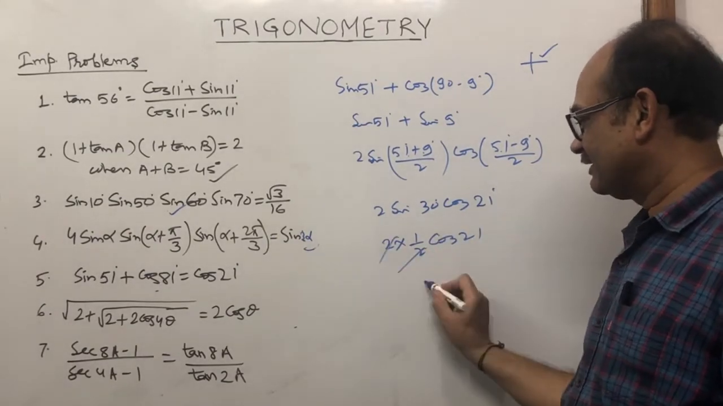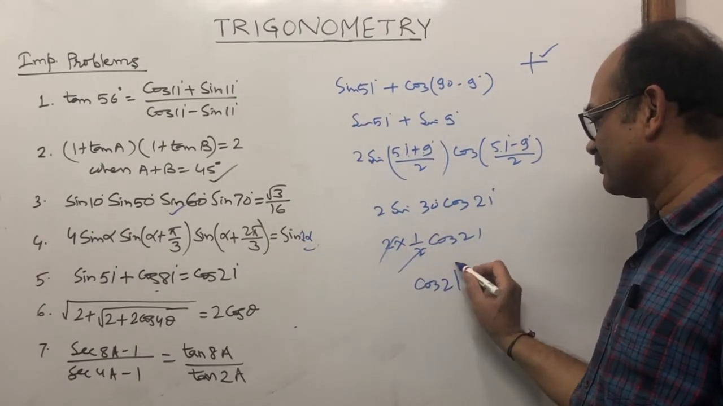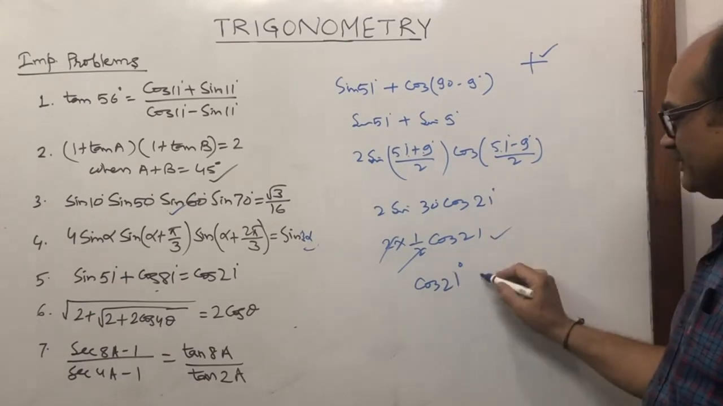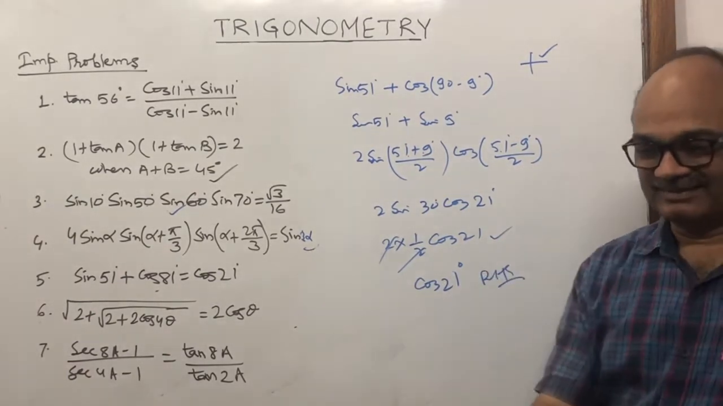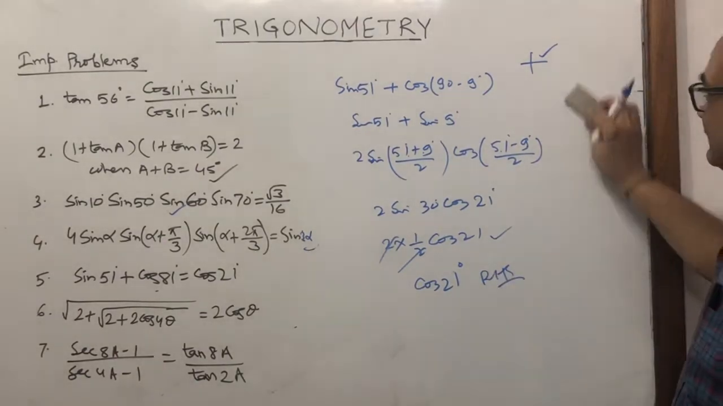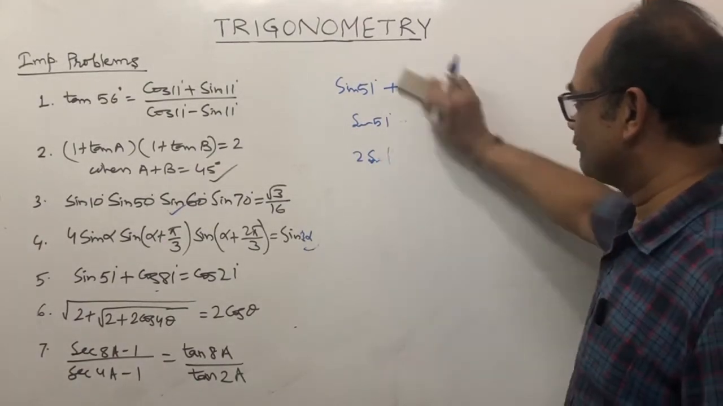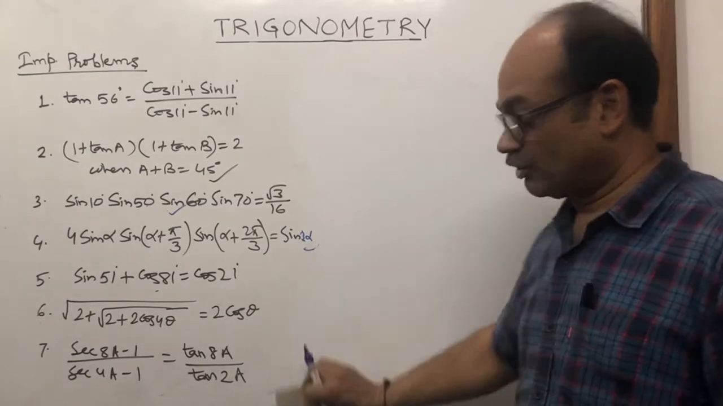The answer is a simple question of 1 mark or 2 marks, not more than that. That is RHS. Easy. Next is again a question where we have to use the very important formula of cos 2 theta.